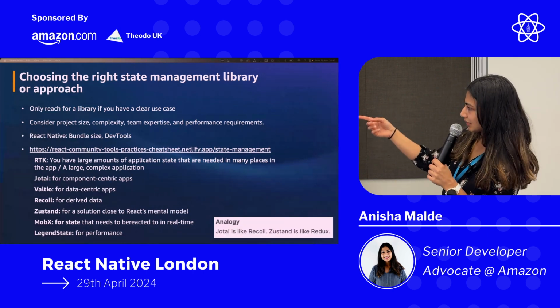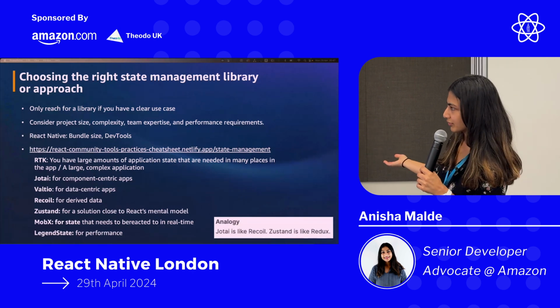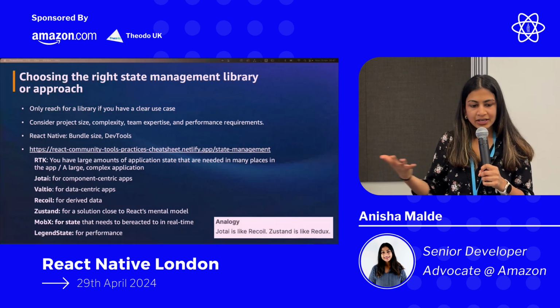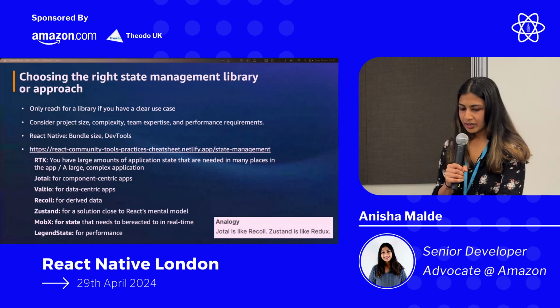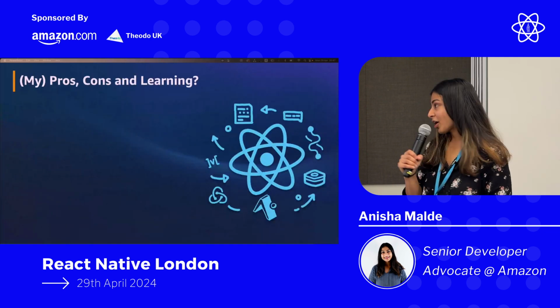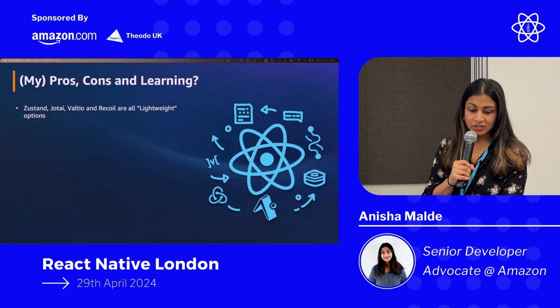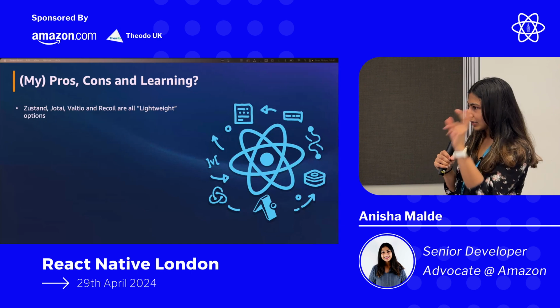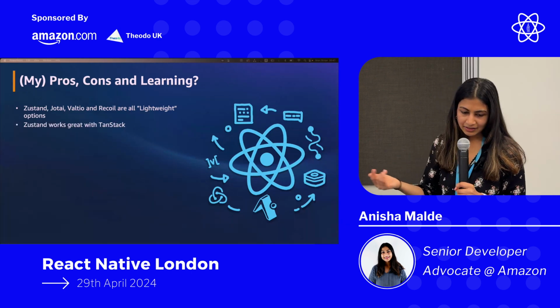And then this little analogy from the Jotai docs says Jotai is like Recoil, Zustand is like Redux. So there's 7 options, but actually if you're using one, it might be very similar to the other. Finally, these were my learnings: Jotai, Zustand, Valtio, and Recoil are all the lightweight options. Zustand worked really great with TanStack.